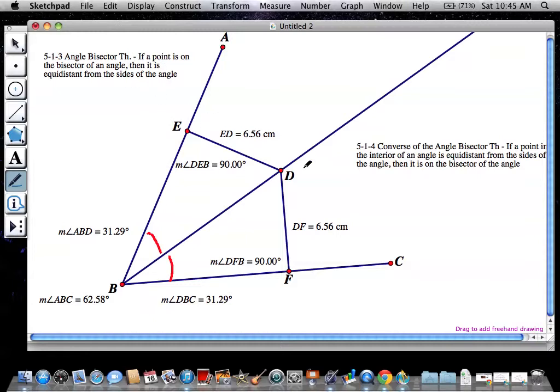So if I have a point on the angle bisector, so D here is on the angle bisector, then that means it is equidistant. All right, remember distance has to be a perpendicular line to the sides of the angle. So I have the angle here, this side of the angle, and this side of the angle. The distance from D to this side and the distance from D to this side is the same, 6.57 or 6.56. So that's what the angle bisector theorem says. If a point is on the angle bisector, then it is equidistant from the sides.